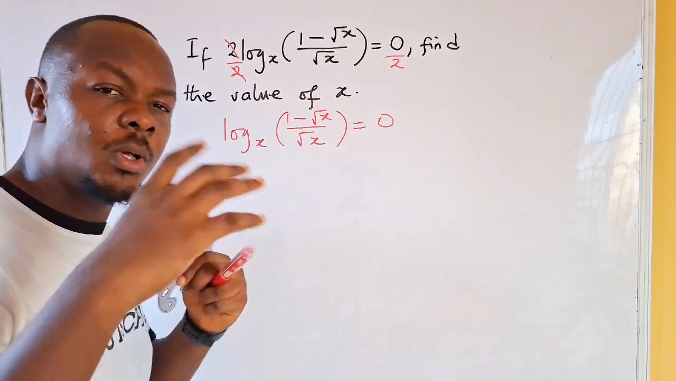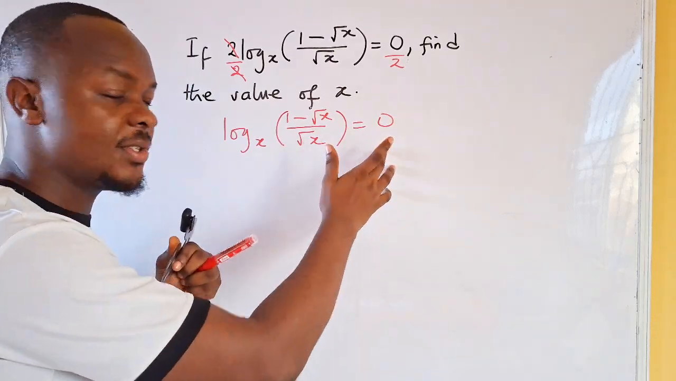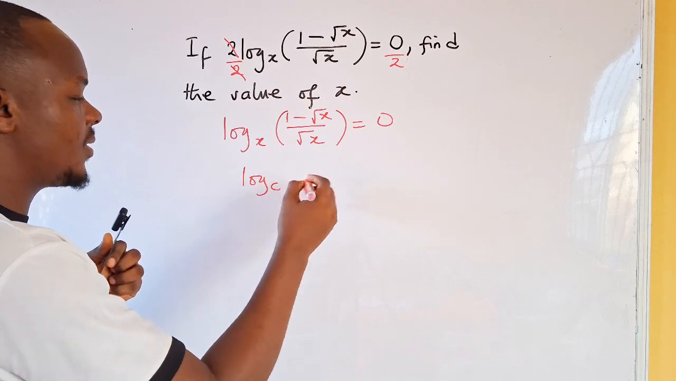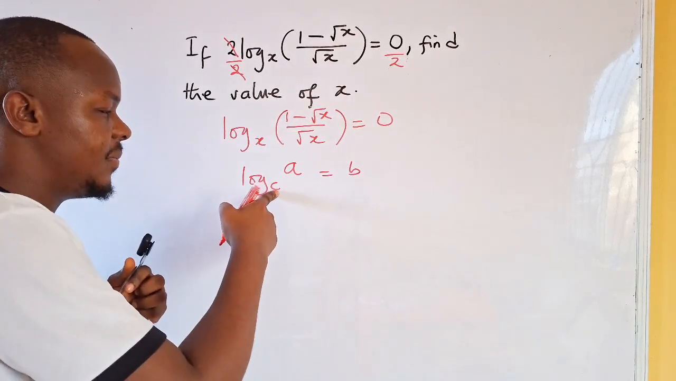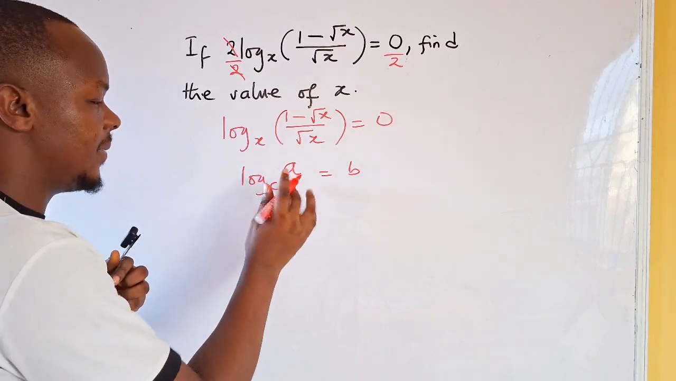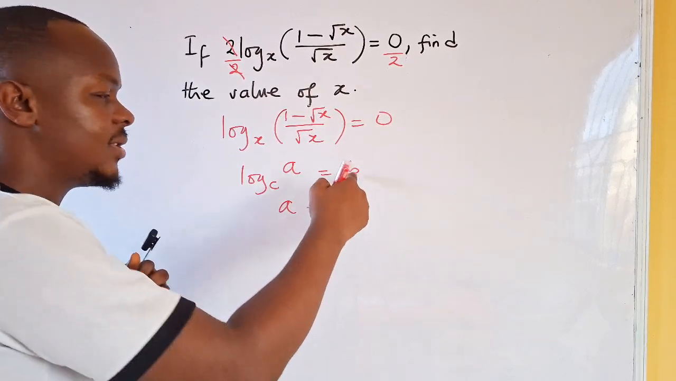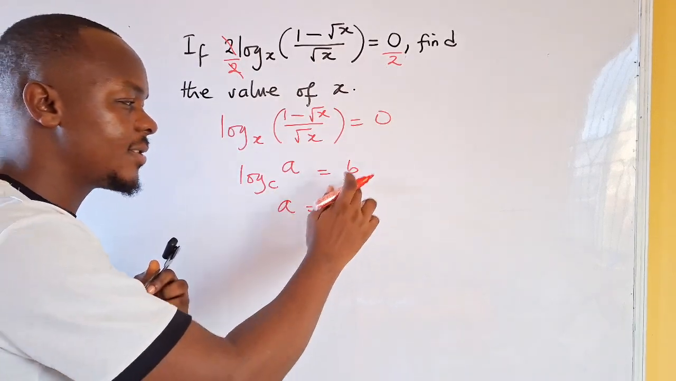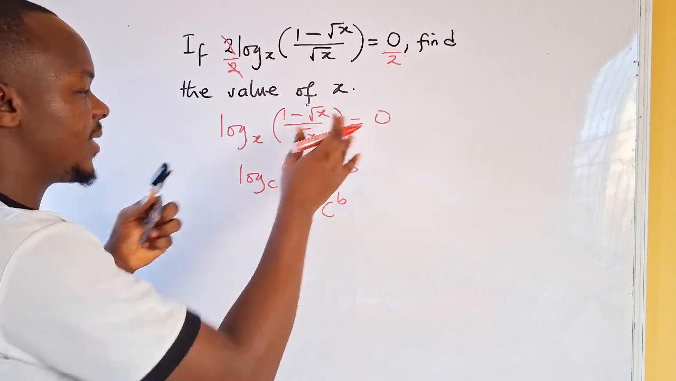Now if you know your log and indices rules, you'll know that you can change logarithm to indices. To do that, let's say you have something like, let's call this C and I call this B, right? C is the base of the logarithm. So I can keep this A here and take this base and raise it to this. So C, the base of the log, becomes the base of this number, and B is the index. I'm going to apply this to this right here.